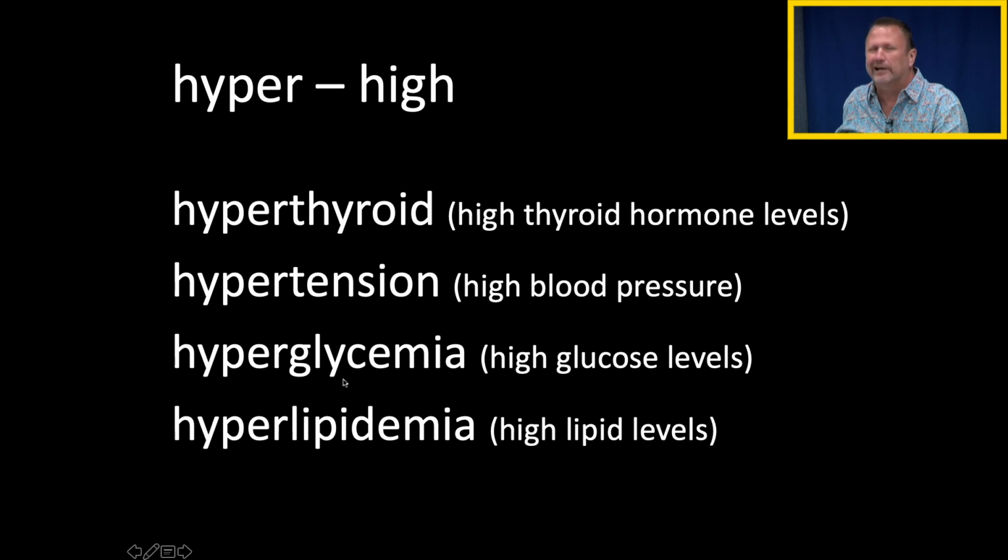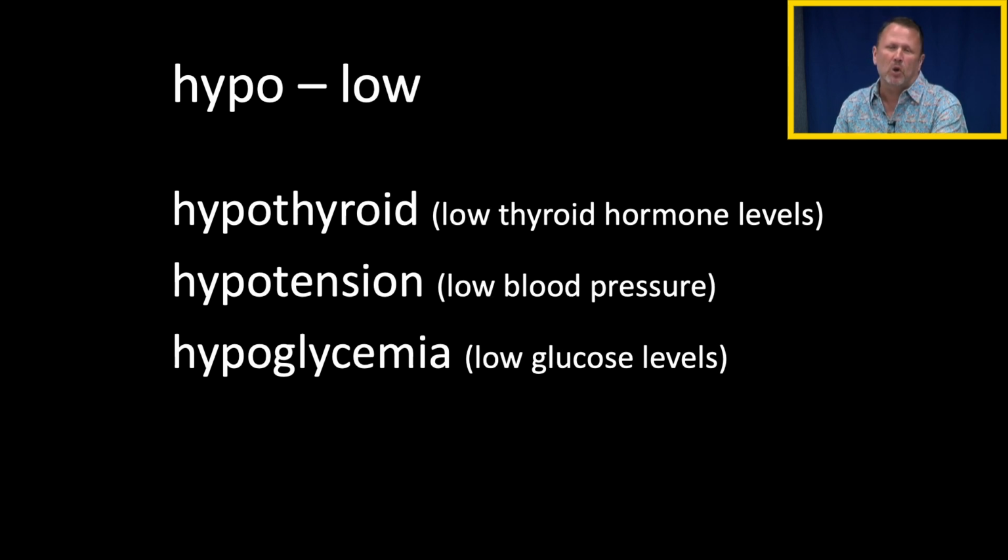Lipids, fat. Glycemic is sugar. Tension has to do with blood pressure usually. Thyroid, of course, has to do with the thyroid. So here we have hyperthyroidism, hypertension, hyperglycemia, hyperlipidemia. Hyper, high, hypo, low: hypothyroid, low thyroid hormones, hypotension, low blood pressure, hypoglycemia, low blood glucose levels. So this is the most commonly used prefix, hyper and hypo, hyper high, hypo low.